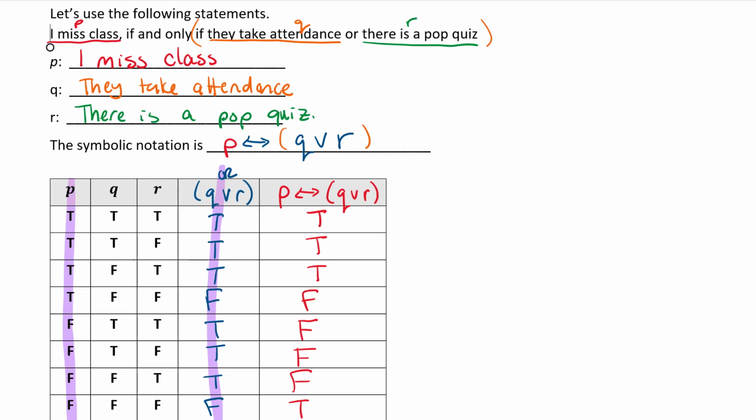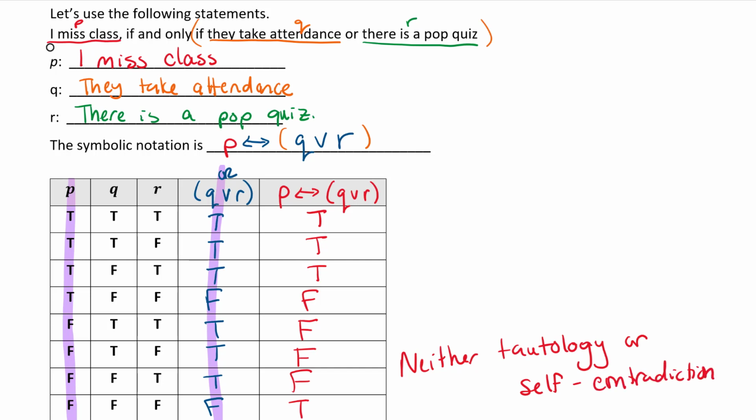So because some of the answers are true and some of the answers are false, this is neither a tautology or a self-contradiction, which is probably going to be the case most of the time anyway. Often you're going to have some things that are true and some things that are false. And this concludes our lesson on truth tables.